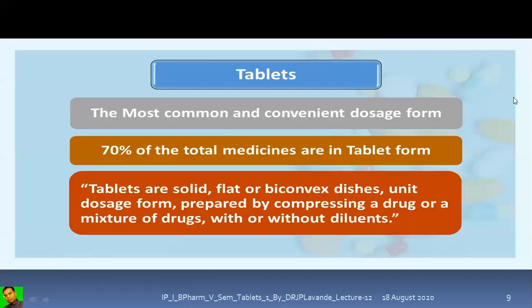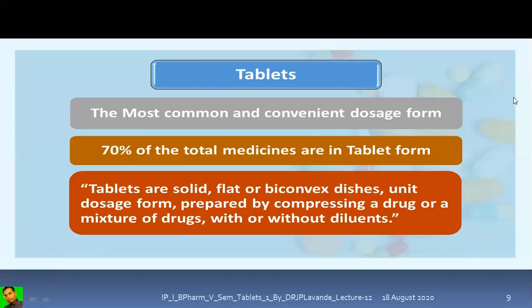So how to define the tablet? As far as the definition of tablet is concerned, what kind of dosage form is it? It is a solid dosage form. What is the shape of the tablet? It is flat, biconcave, a dish-like structure, right? How can we deliver the drug? Delivery of the drug can be carried out with the help of the unit dosage form. How are tablets taken? The tablet can be taken with or without a glass of water, or a sip of water, right?